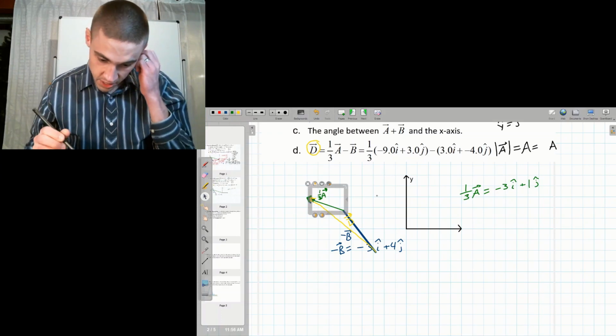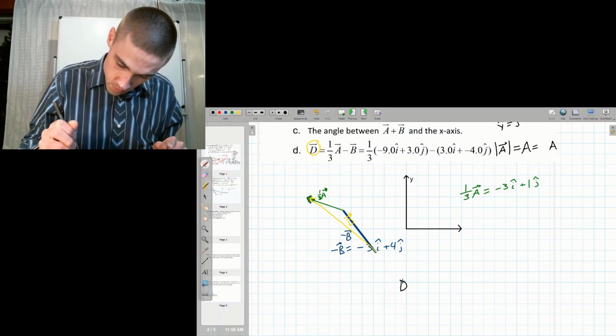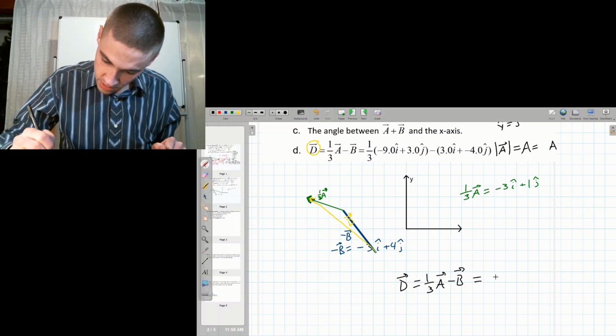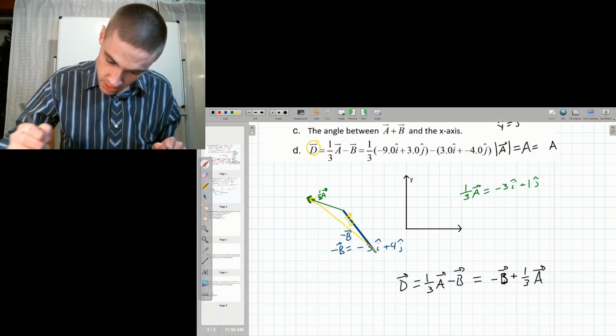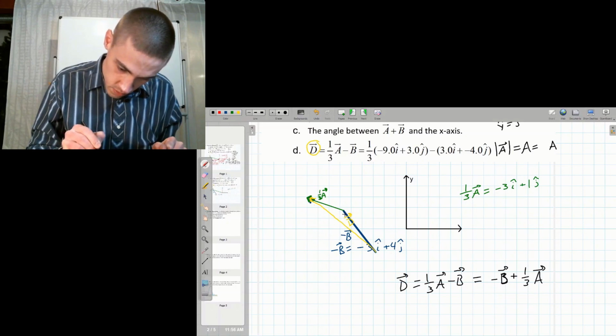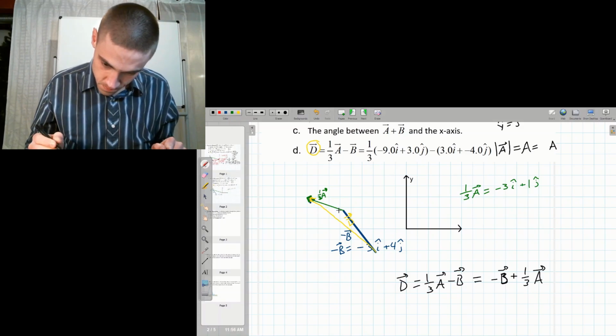So it's the same vector d equal 1/3 a minus b. That'll be the same as minus b plus 1/3 a. It's probably not a mind blow or anything like that, but it tends to be more tricky when you think about it in the graphical form.